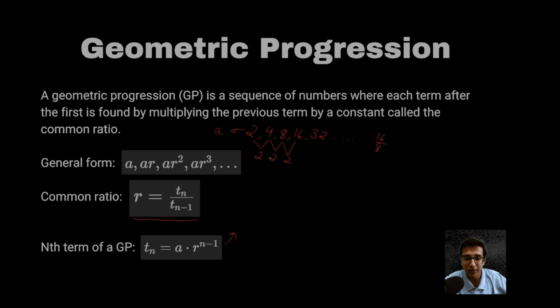Let us prove this in this sequence. Let's take 16, which is the fourth term. If we were to find the fourth term, it would be A r to the power n minus 1. A is 2, r is 2, n is 4, so it would be 2 into 2 cubed, which is 2 into 8, which we get as 16. So yes, definitely this formula works. You also need to remember this formula, an important formula for you to solve questions of GP.